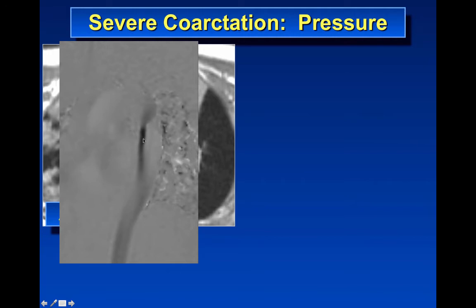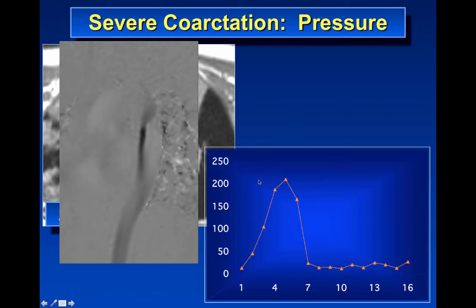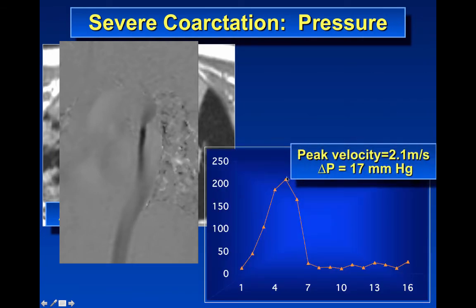So we measure the peak velocity. We identify the peak velocity. And in this patient, it was approximately 210 centimeters per second, which is 2.1 meters per second. Using the modified Bernoulli equation, we derive the pressure gradient, which is 17 millimeters of mercury.